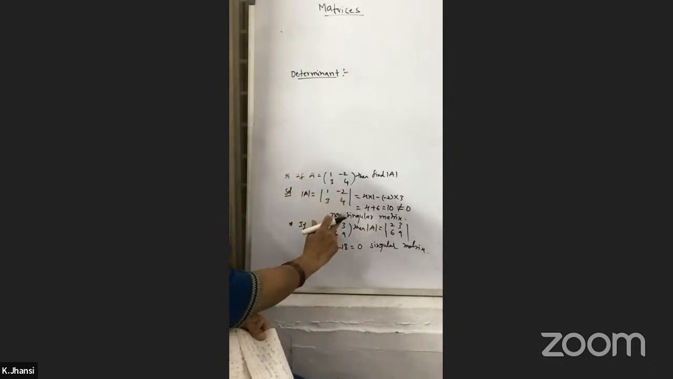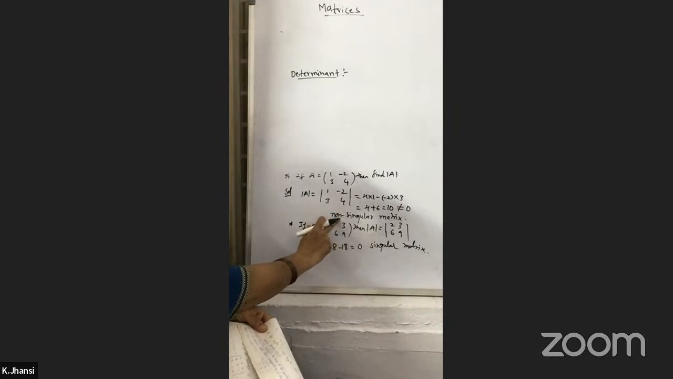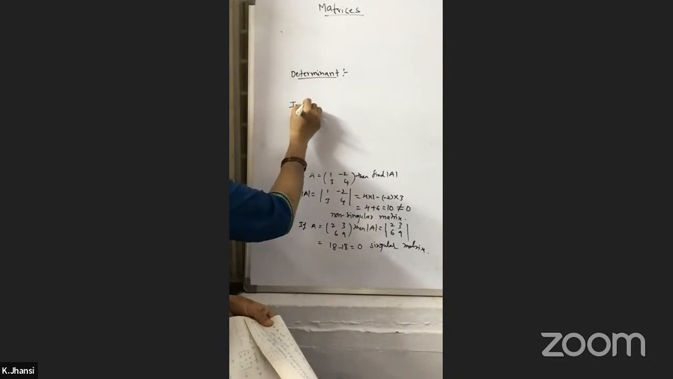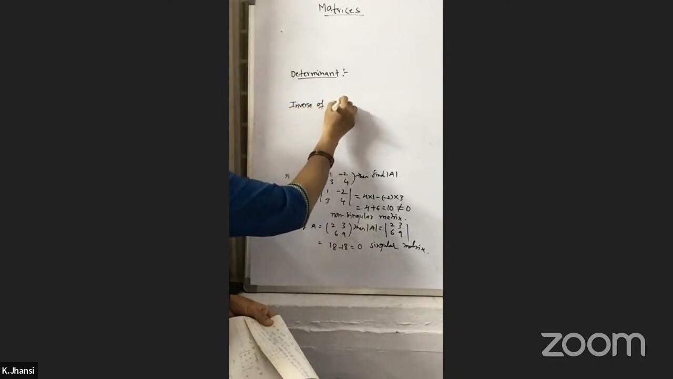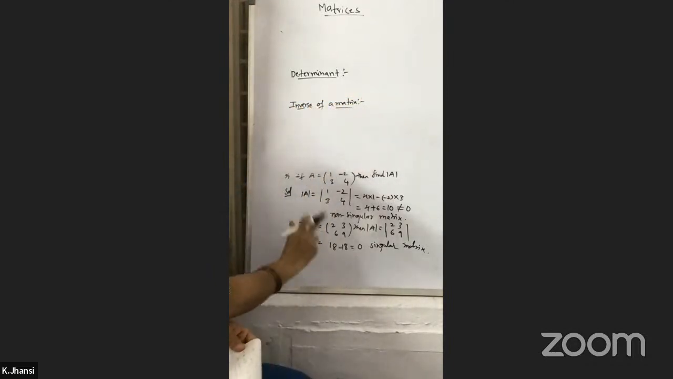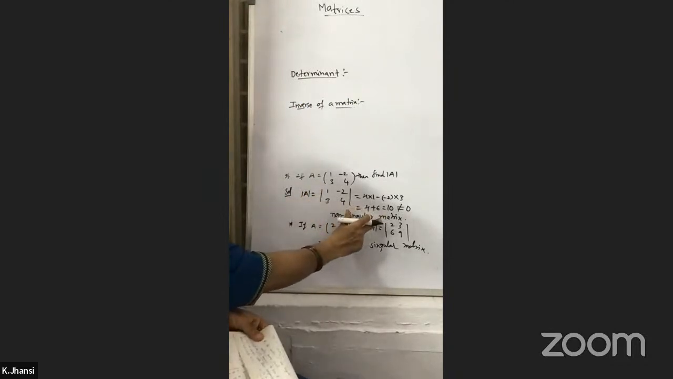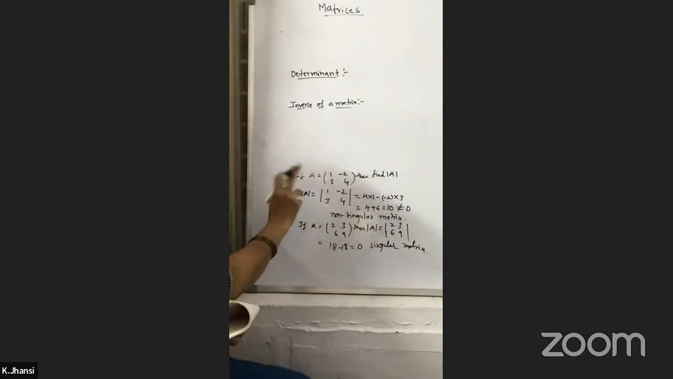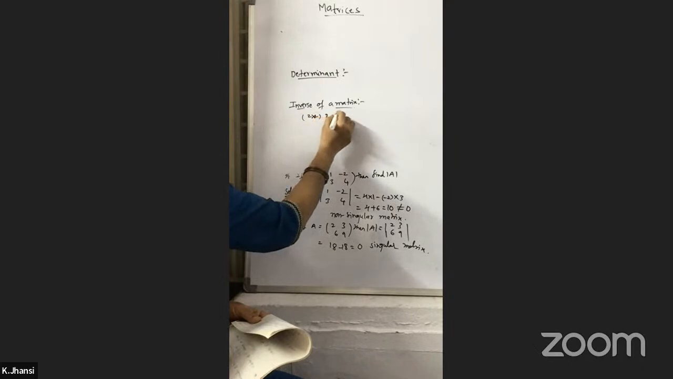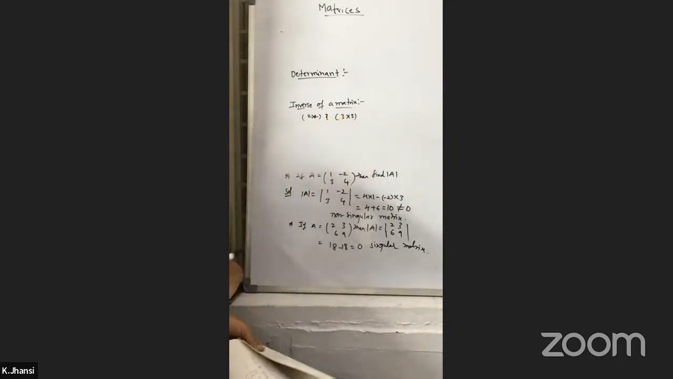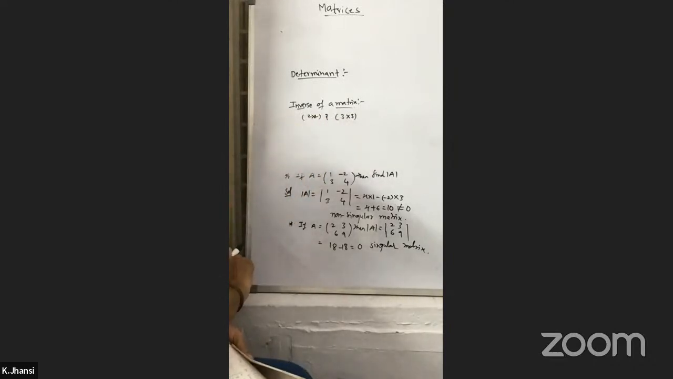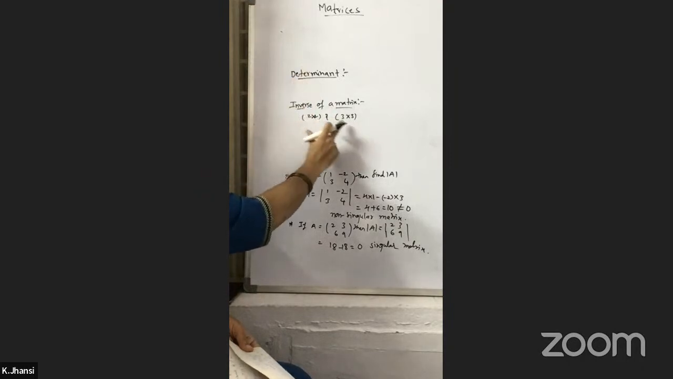Here I have mentioned the inverse of a matrix. The first condition is that it should be a non-singular matrix. Then we can find the inverse of a matrix. The inverse of a matrix exists for both 2 by 2 and 3 by 3 matrices. For a 2 by 2 matrix you will have one formula, and for a 3 by 3 matrix you will have another formula, just as you have determinants for 2 by 2 and 3 by 3.